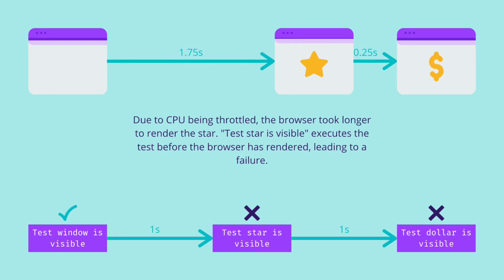Here, you can see that the browser took longer to reach the second UI state with the star. Instead of 1 second, it took 1.5 seconds. This could be due to CPU throttling. The test case still ran a second later, but the browser state wasn't yet where it needed to be, so the test failed. Does that mean we have some problem with our functionality? No, of course not. The code is still correct, but the performance of the browser led to a test flaking on us.